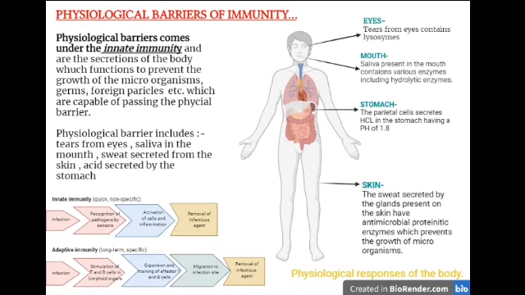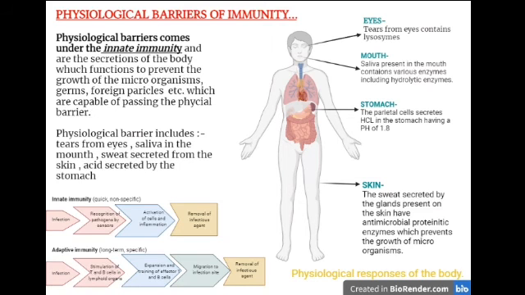Now, when we talk about our topic, that is the physiological barrier of immunity, it comes under innate immunity as we have discussed earlier. The physiological barrier of immunity consists of the secretions of the body which function to prevent the growth of microbes, germs, foreign particles, etc., which are capable of passing the physical barrier. From here, it is clear that the physiological barrier of immunity consists of certain secretions that inhibit the growth of microbes, pathogens, or foreign particles that have entered into the body.